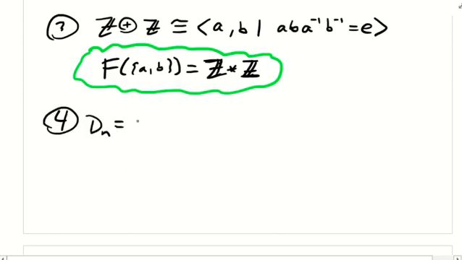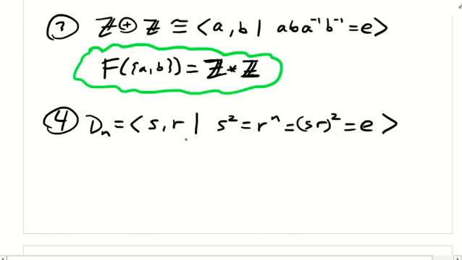I've already written this before, so we've got S and R, such that S squared equals R to the N equals SR squared equals the identity. So that turns out to be the group presentation for the dihedral group, and we've seen this a lot.